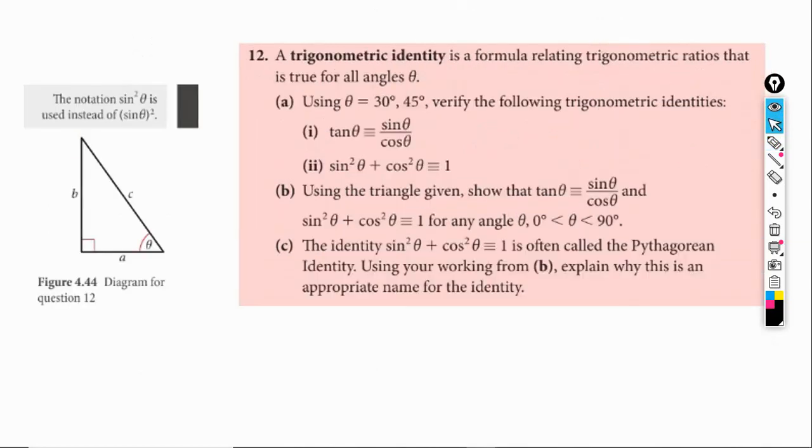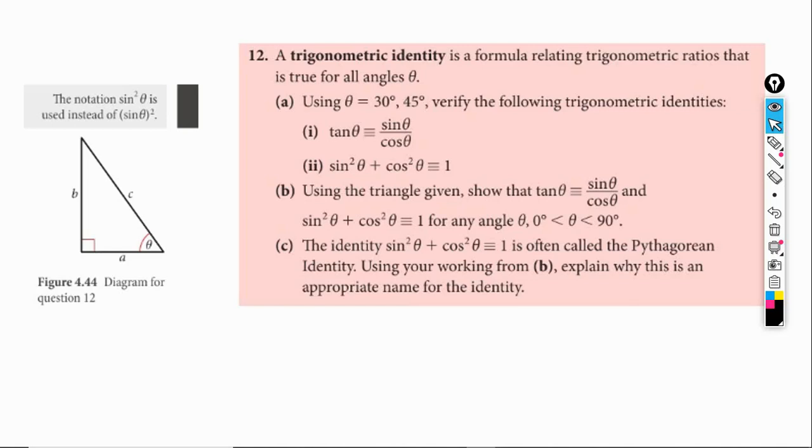Very well, so here we are now on question 12. And in question 12, they tell us that a trigonometric identity is a formula relating trigonometric ratios that is true for all angles theta. What they didn't mention here is that for right triangles, right? So this question is divided into 3 parts, A, B, C. So what we're going to do is that we're going to go over them one by one.